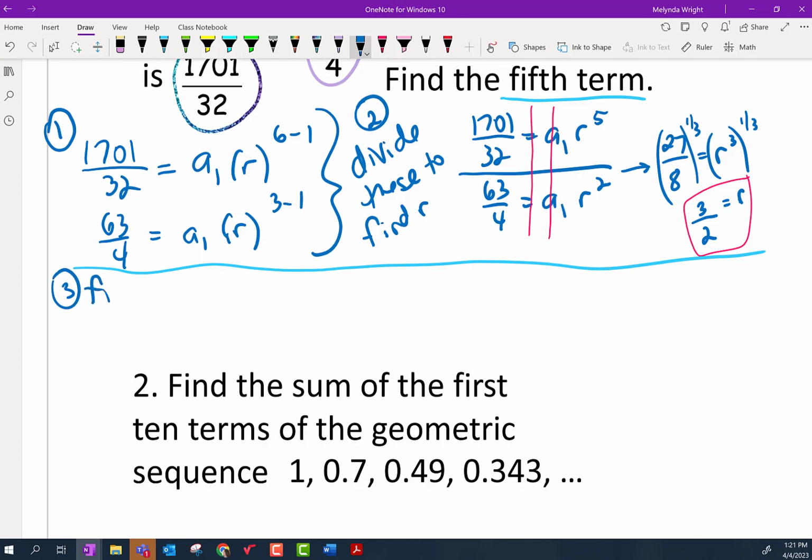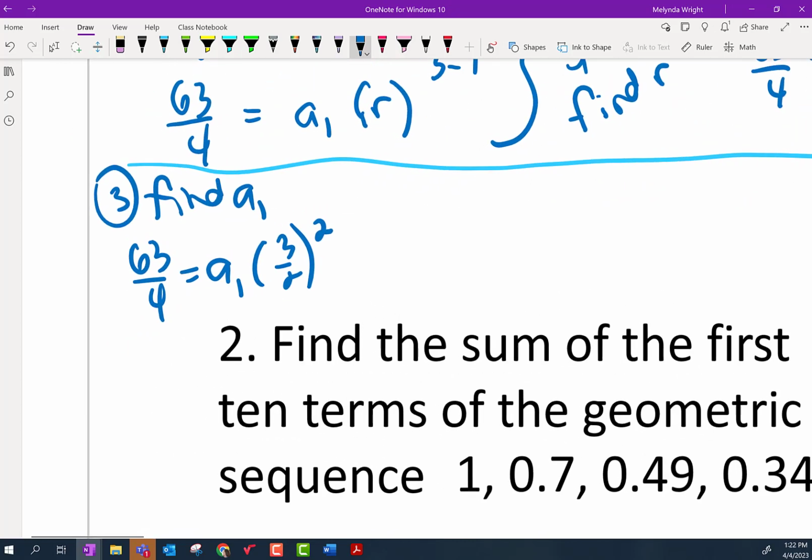We're going to find a1. You're going to choose either one of those formulas. I'm just using the easier looking one. I'm going to use 63 over 4 equals a1 times r, which is 3/2 squared. And then I solve for a1. We're going to solve for a1 by dividing both sides by 9/4, right? 3/2 squared would be 9/4. That gives us that our a1 is 7. So that's our third step, to find a1, which is 7.